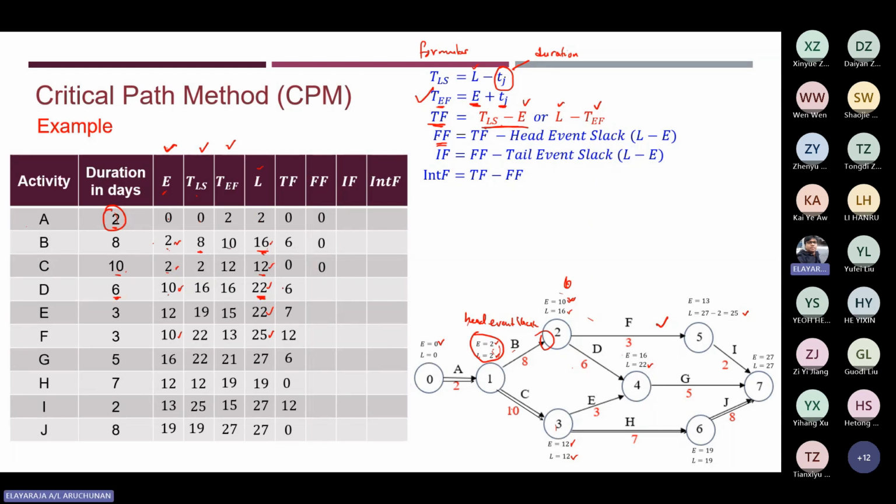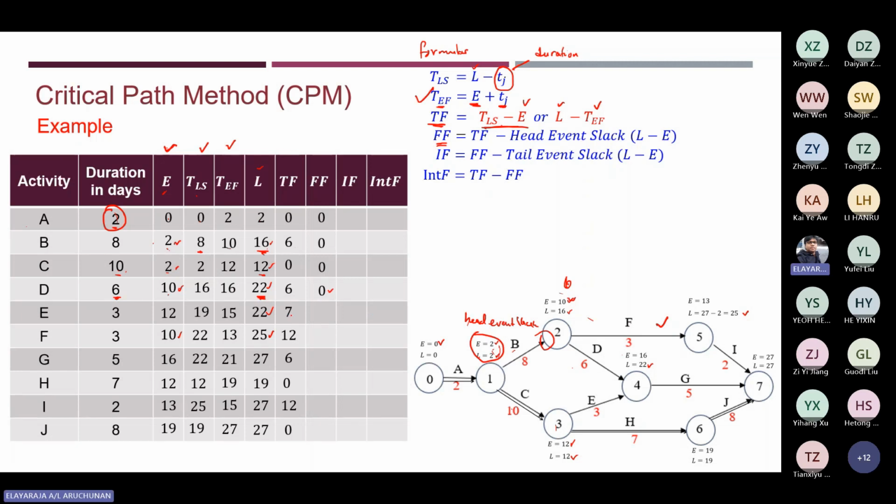Okay, now activity D. Activity D is here. Again we're going to use that. So we have the total float is 6, and then we check the head event slack. So 22 minus 6, 16. So you got a 6. So 6 minus 6 is a 0. Okay, so you got here.